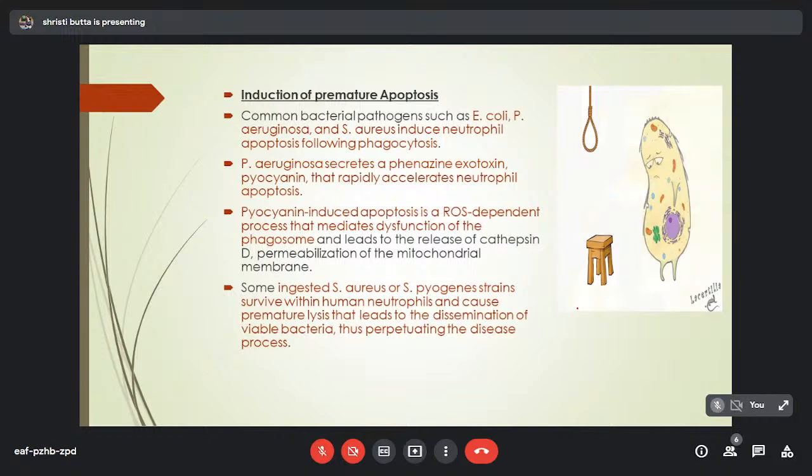We also have some ingested Staph aureus, etc., which can also cause a dissemination of the viable bacteria by prematurely destroying the neutrophils. So premature destruction of the neutrophils which have ingested the Staph aureus can lead to dissemination of the viable bacteria and thus perpetuate the disease process.